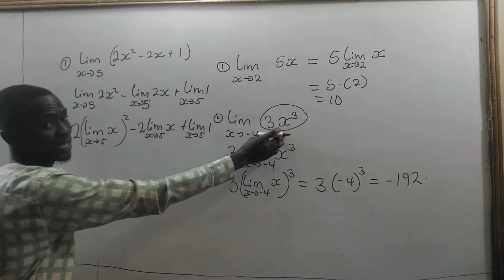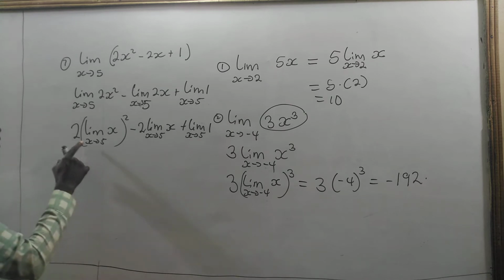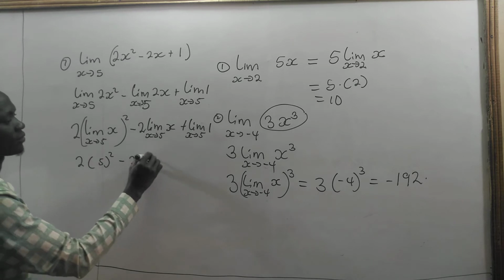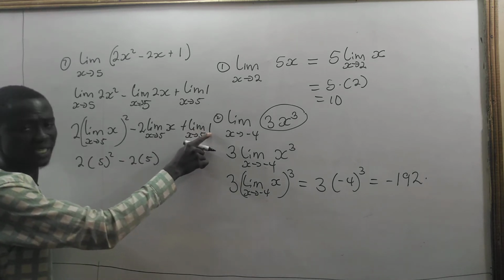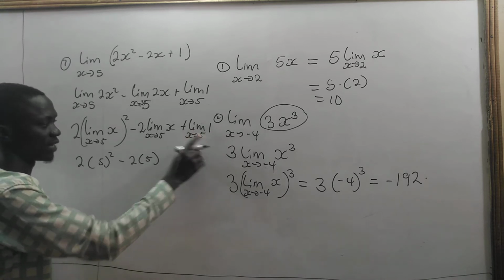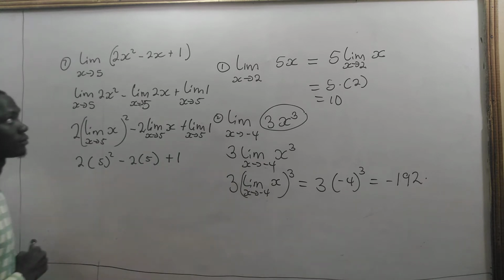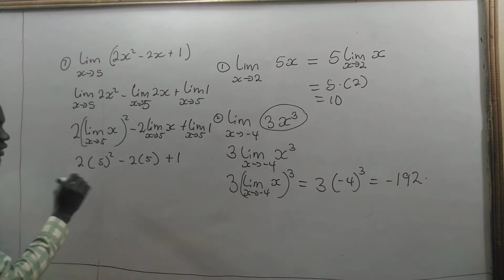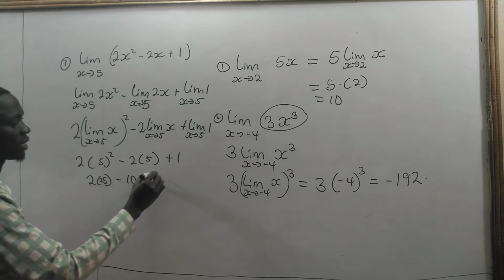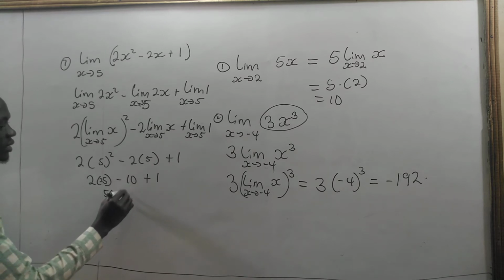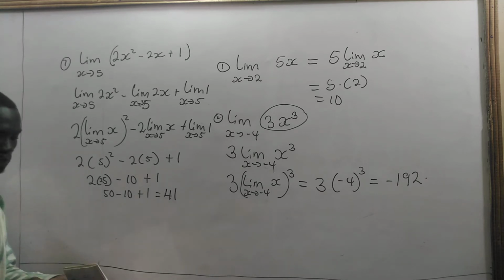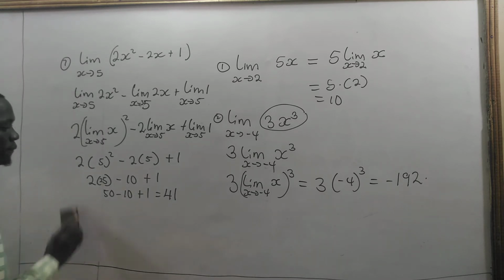This, you've evaluated some here, so go through the same procedure. So this one gives me 2 times 5 squared minus 2 times 5. We know that the limit of a constant is a constant. So the limit of 1 as x approaches 5 is 1. So here we take 2 times 25 minus 10 plus 1. That is 50 minus 10 plus 1, and that is 41. Very good. Now let's take the next example.